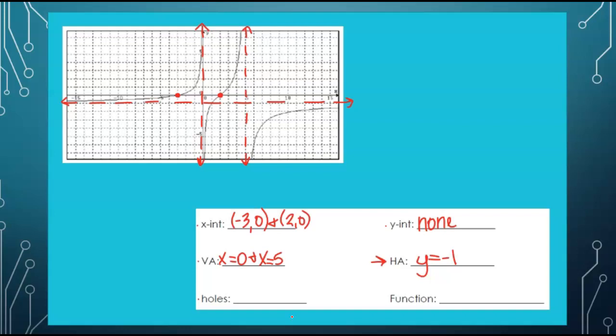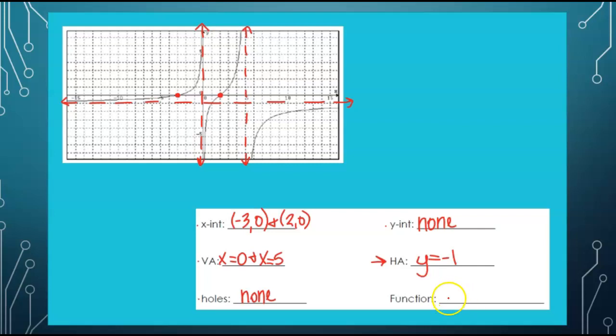Okay. Holes. Are there any holes? No, there are no holes here. None. Which means that we're going to have no what in the function? Where do holes occur in the function? No common factors on the top and bottom that cancel out. Good. So we're not going to have that.